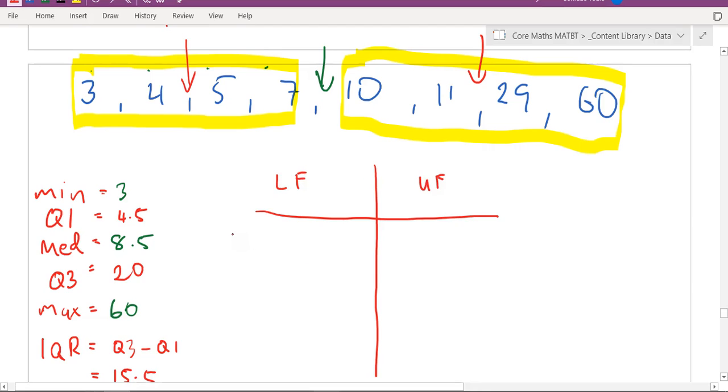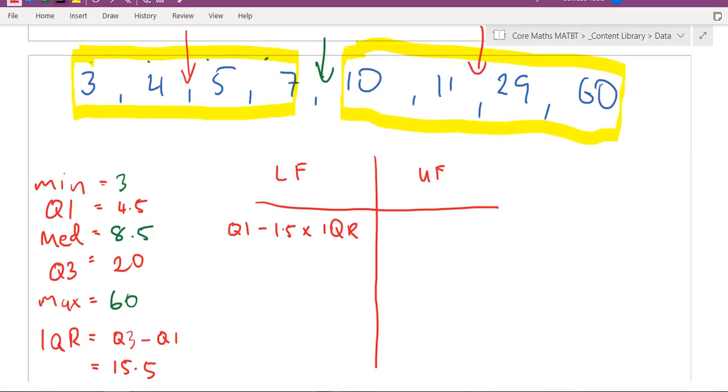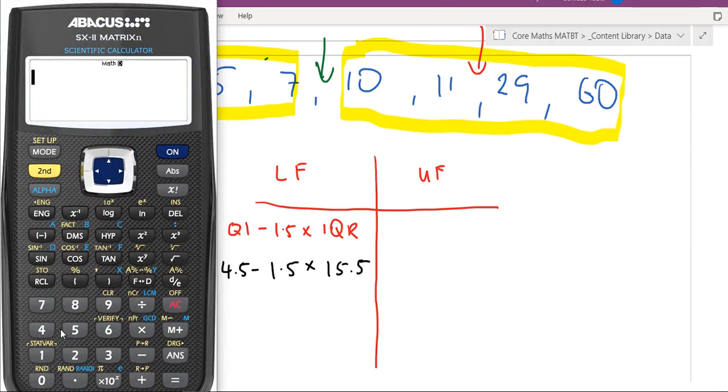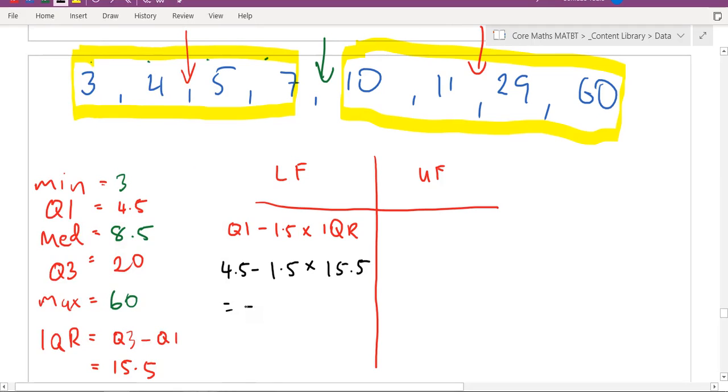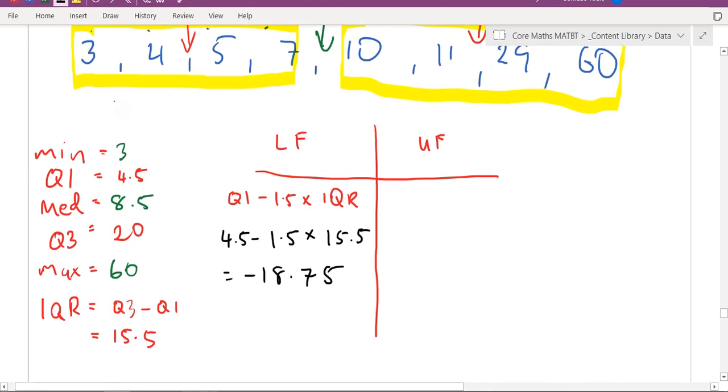Lower fence formula, remember, is Q1 minus 1.5 times IQR. Okay, so this one is going to be 4.5 minus 1.5 times an IQR of 15.5. Okay, so put in your calculator, 4.5, take away 1.5 times 15.5. And that equals negative 18.75, which means that there is no outlier on this side. Okay, which makes sense. Now we do the upper fence.